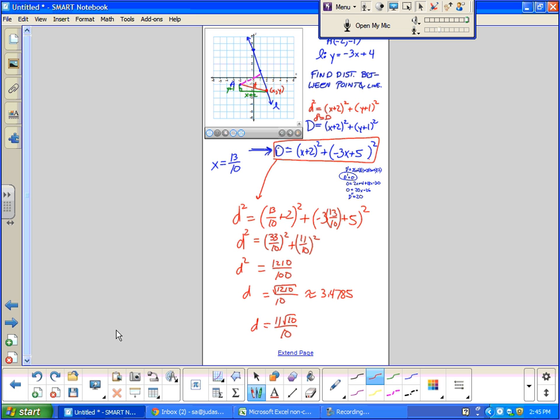And you might say, Mr. Harrison, that's way painful. It's a lot less painful than finding the perpendicular line, finding the point of intersection, and then using the point of intersection to the original point to find the distance. We just optimized an equation we developed to find the shortest distance.